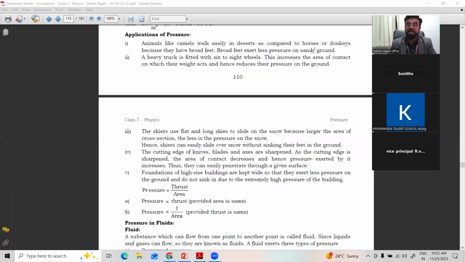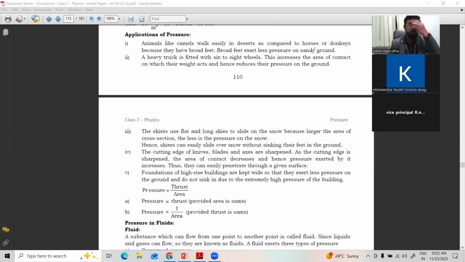Then a heavy truck. You can see on highways, big trucks are fitted with 6 to 8 wheels. An ordinary one will have only 4 wheels, but a heavy truck will have more wheels, to cover more area. The total weight on the truck is distributed over more area. More area means less pressure. This increases the area of contact on which their weight acts, and hence reduces their pressure on the ground.